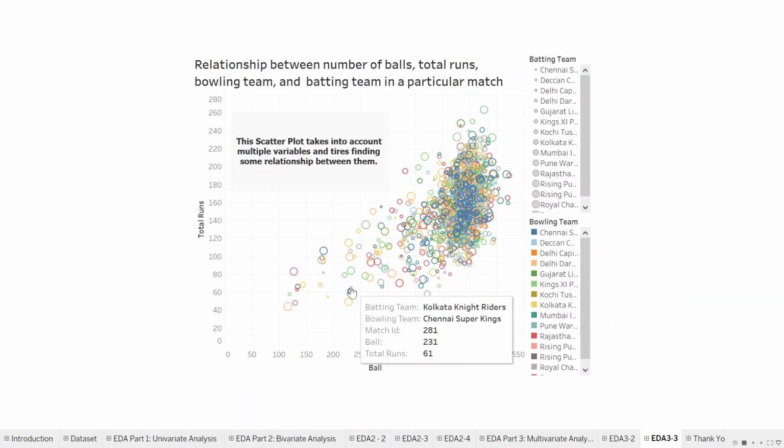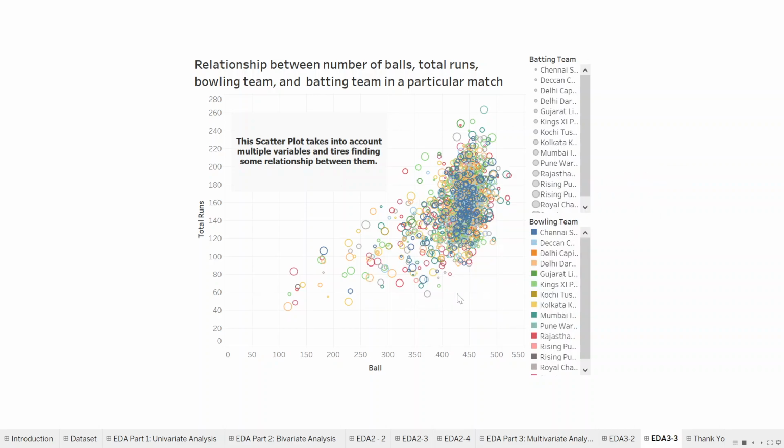Next, coming to this last presentation or the graph. Here I have tried to find the relationship between the number of balls, total runs, the bowling team, and the batting team involved in a particular match. So I'm trying to take into account multiple variables and finding some relationship between them. So here we see that four variables were taken into account. With a scatter plot, we can analyze multiple variables. That's one of the main advantages of using a scatter plot.